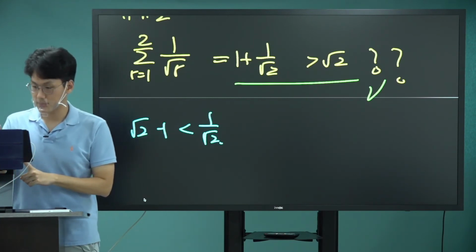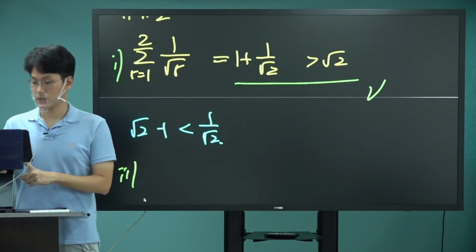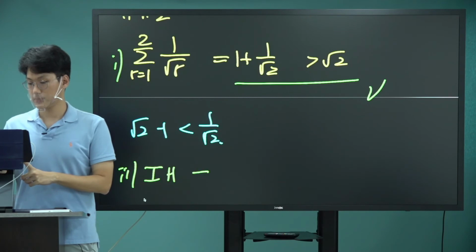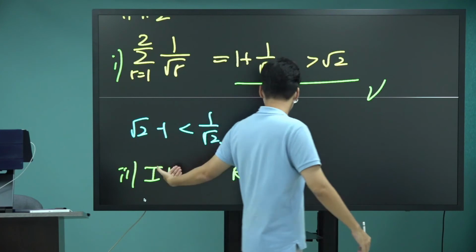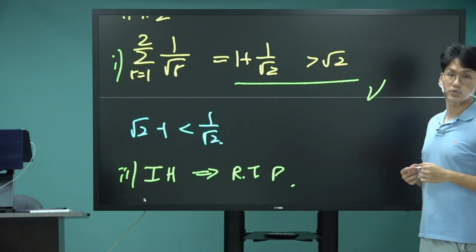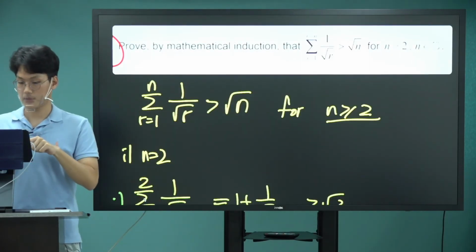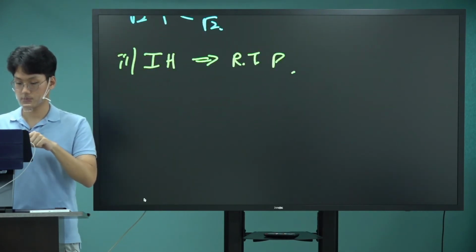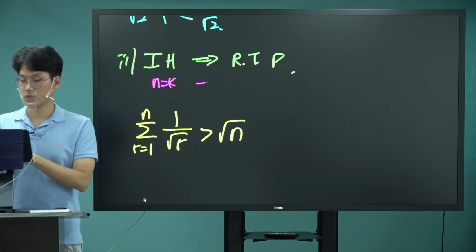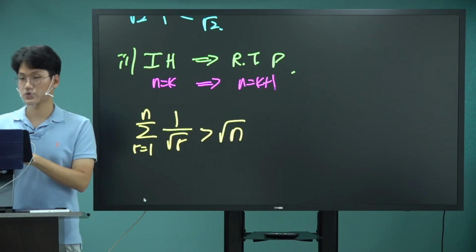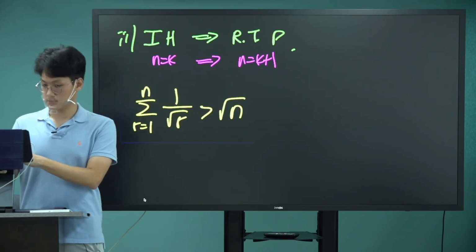Now that's the first step in my induction. So what's the second step that I have to do? The induction hypothesis implies the result to prove. Let's do that. So here, my induction hypothesis is given by this. Let's assume that n equal to k true implies n equal to k plus 1 true. Suppose that. So what's going to be your induction hypothesis?